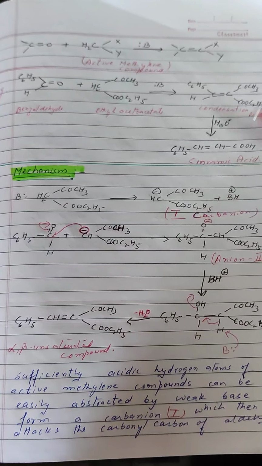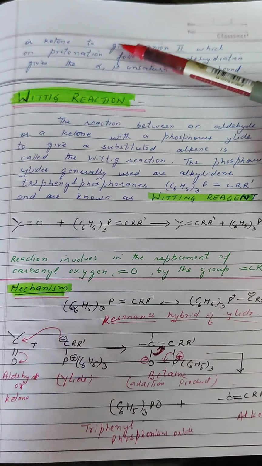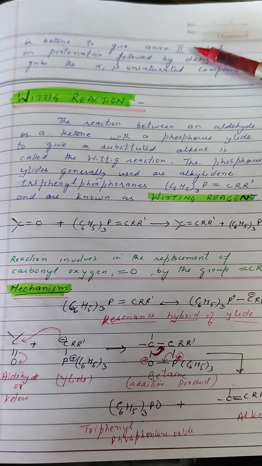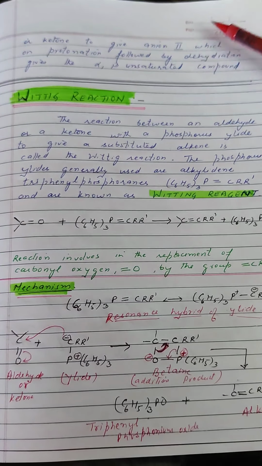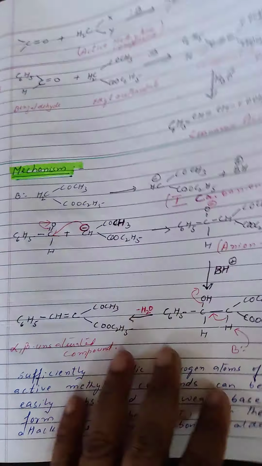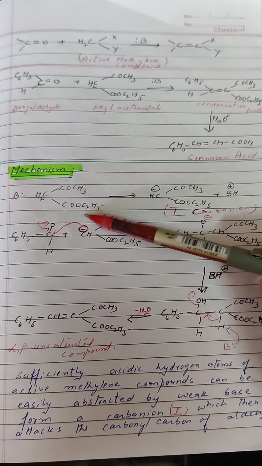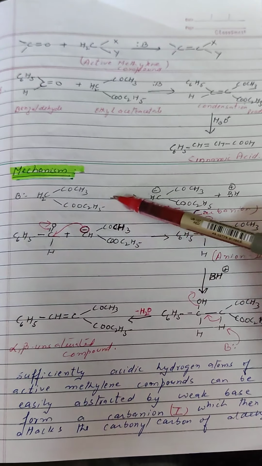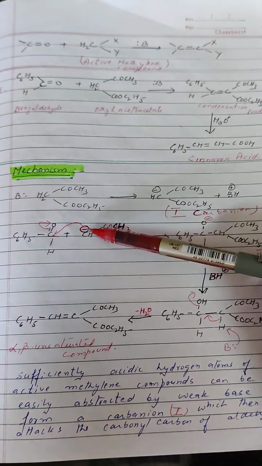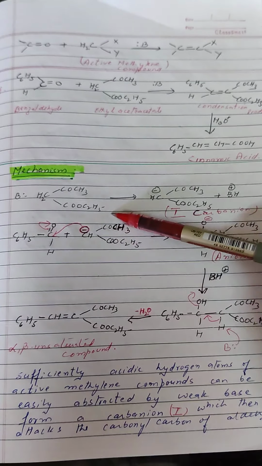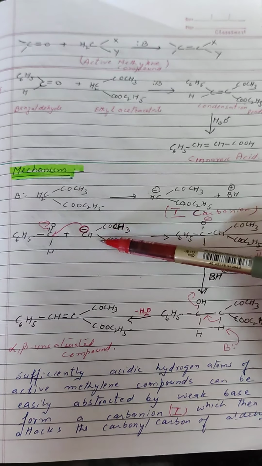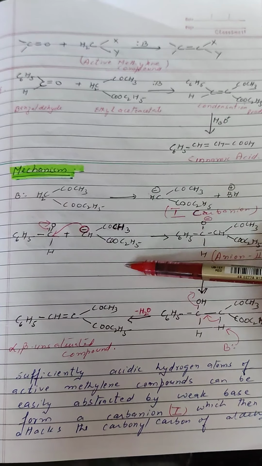Now this carbanion 1 attacks the carbonyl carbon of the aromatic or aliphatic aldehyde to give the anion 2. I will show you the anion 2. Here this is the carbonyl compound and this is the base, which is now behaving as a nucleophile, formed from the abstraction of the hydrogen from the active methylene compound.